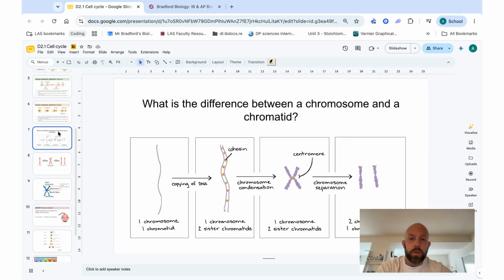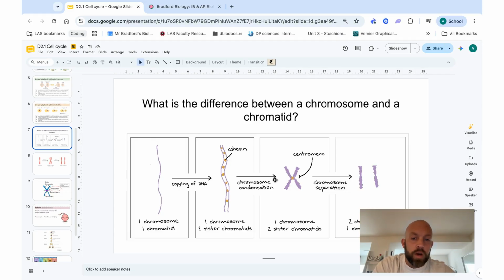Now, the biggest thing with the terminology when we talk about cell division, mitosis or meiosis, is we want to think about what is a chromosome, what is a chromatid, sister chromatids. So it's all to do with whether or not they're joined. So here is one chromosome or one chromatid.